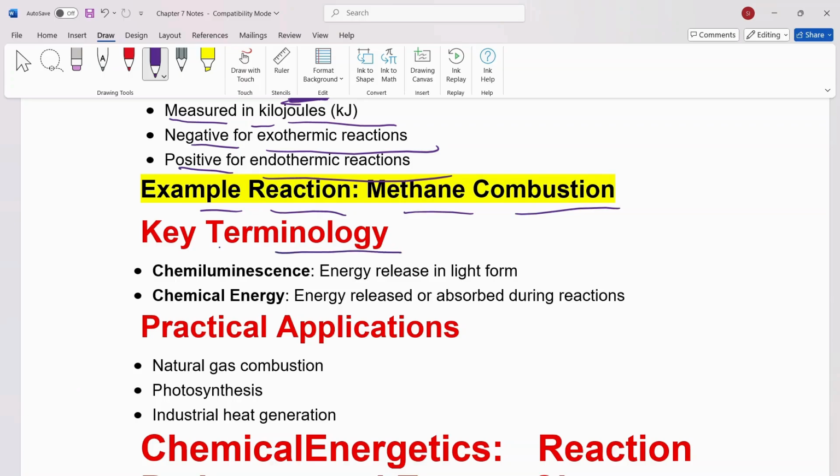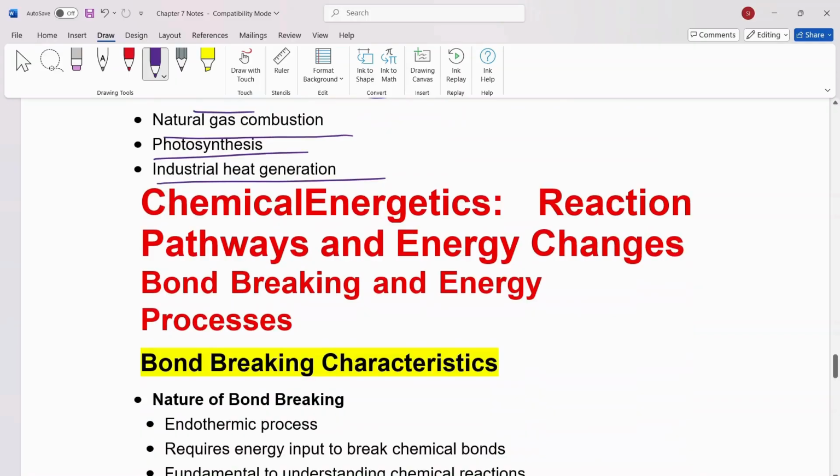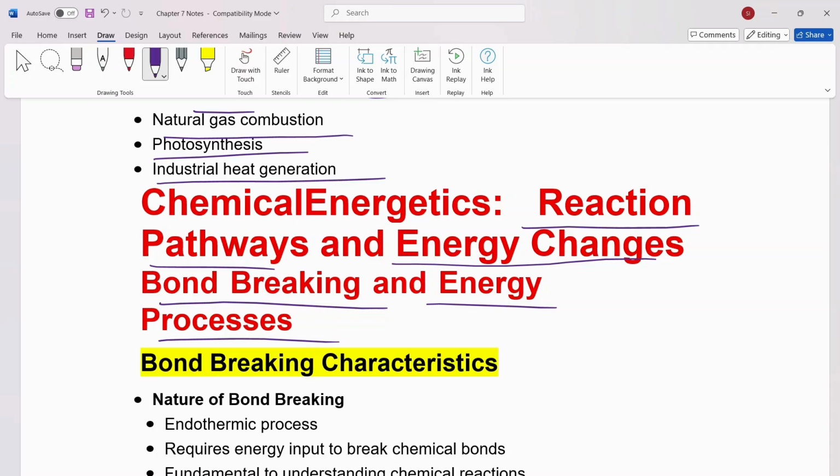Now, let's talk about key terminologies. Chemiluminescence, energy release in light form. Chemical energy, energy released or absorbed during reactions. Now, some practical applications are natural gas combustion, photosynthesis, and industrial heat generation. Now, let's talk about chemical energetics: how reaction pathways work and how energy changes, bond breaking, and energy processes.